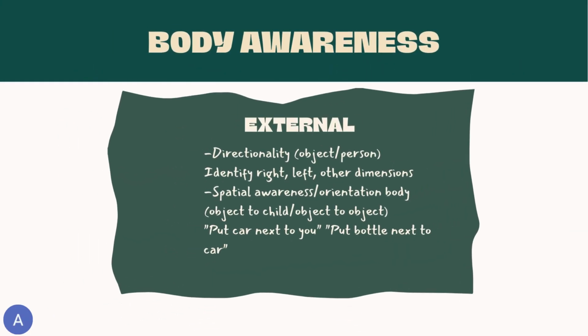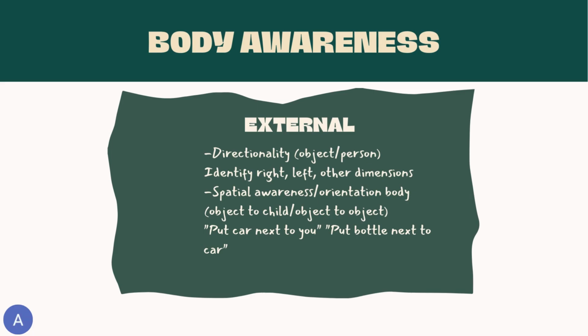There's also external. So for external, there are two main elements, which are directionality and spatial awareness or orientation of the body. So directionality is to have that awareness, like where is your right, your left, down, under, above. So when you see that position, the direction, you know where to look. You are aware of the directions, but it's different from spatial awareness.